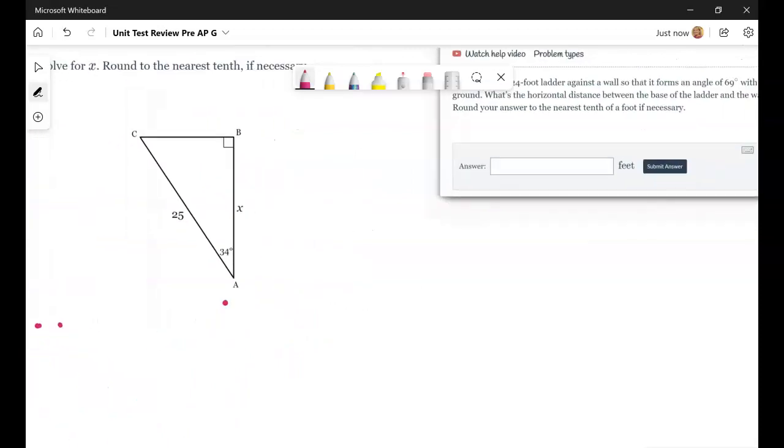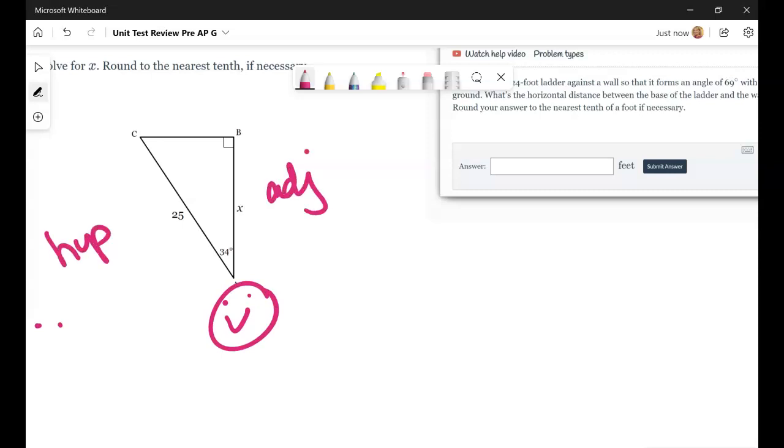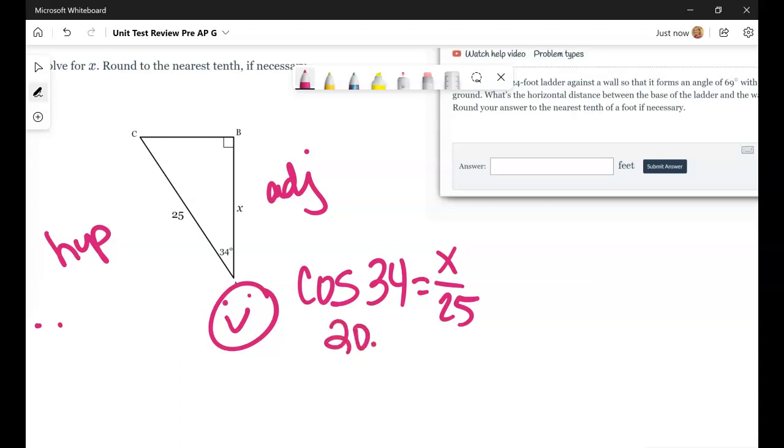Solve for x. So we're going to start by putting smiley here. This is my hypotenuse. This is my adjacent. That's going to tell me to use the cosine. So the cosine of 34 is equal to x over 25. And I'm going to multiply both sides by 25. So 25 times the cosine of 34 is 20.7, rounded to the nearest tenth.